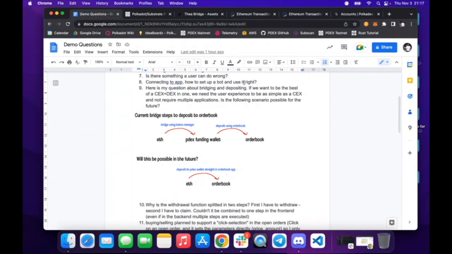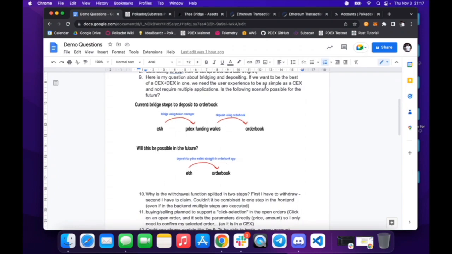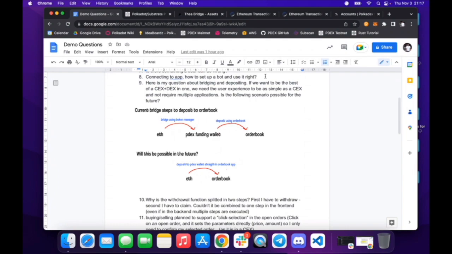Connecting to the app, how to set up a bot and use it right. We would love to do a demo of the bot as well. One of our engineers, Faisal, who is our Hummingbot expert, is here with us on the call today. But we are waiting for Hummingbot to officially merge the PR which we have raised into their code base. Once they do that, I think it will be much more appropriate for us to prepare documentation and do a demo. We'll definitely do a demo in another session for setting up a Hummingbot and using it.